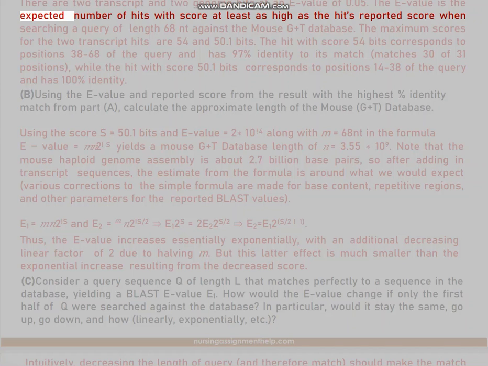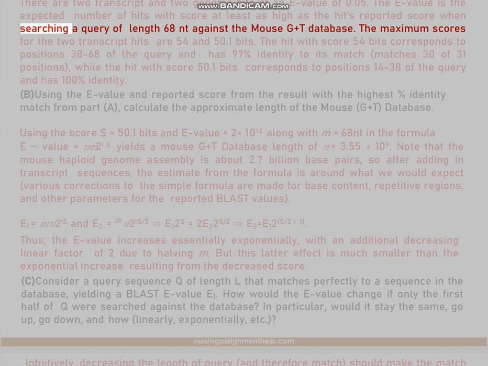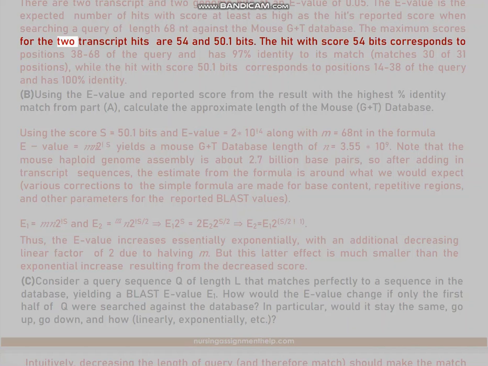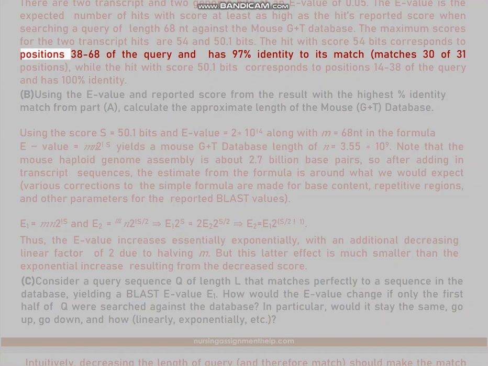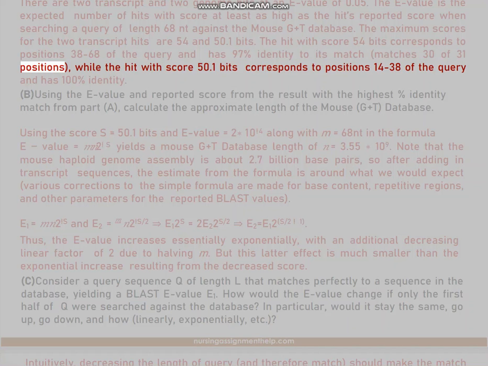The e-value is the expected number of hits with score at least as high as the hit's reported score when searching a query of length 68 against the mouse G+T database. The maximum scores for the 2 transcript hits are 54 and 50.1 bits. The hit with score 54 bits corresponds to positions 38 to 68 of the query and has 97% identity to its match, matching 30 of 31 positions, while the hit with score 50.1 bits corresponds to positions 14 to 38 of the query and has 100% identity.